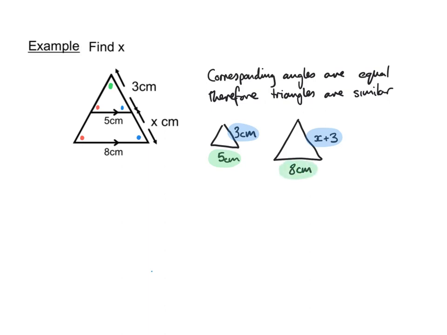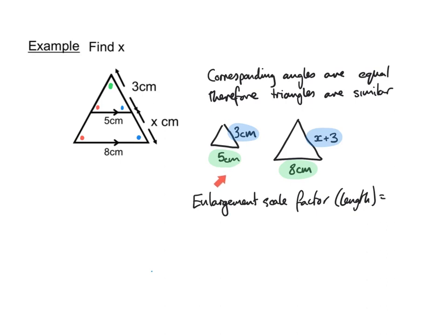Now our unknown value is the x plus 3, so what I'm looking to do is, by looking at these two, say what am I trying to do to this 3 here to turn it into this larger side. So am I looking to enlarge this 3, or am I looking to reduce the 3? Now the 3 here is the smaller side. I'm trying to change it to a larger value, so I'm trying to do an enlargement scale factor question.